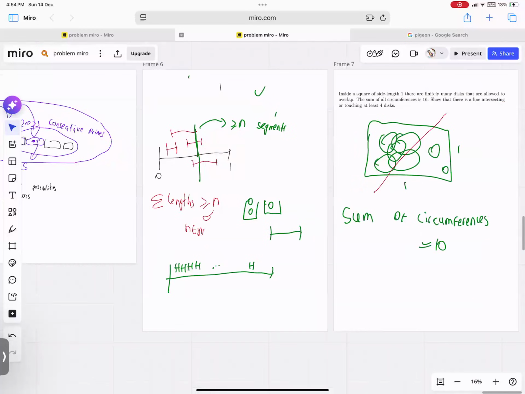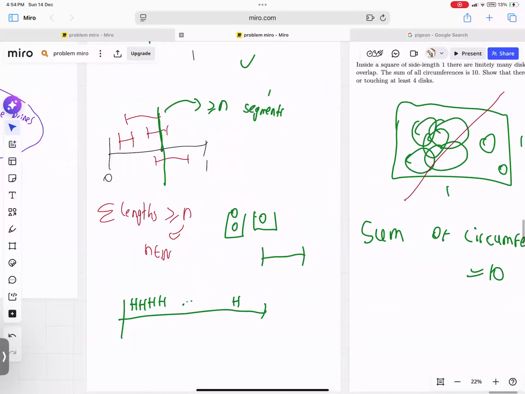I'm going to share some notes. Remind me if I forget on Discord.